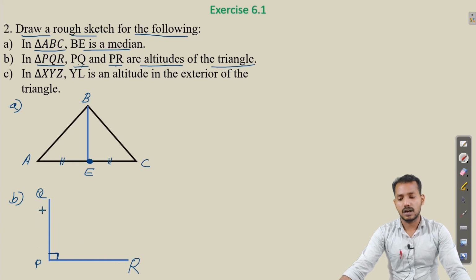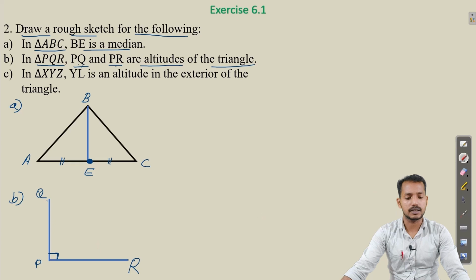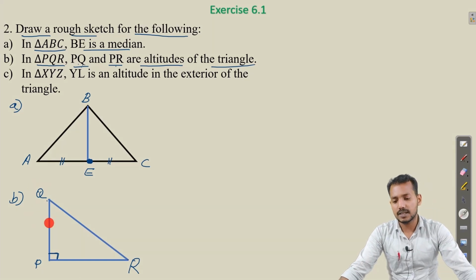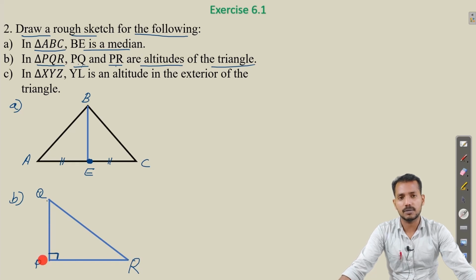Now it becomes an altitude, and just join Q to R. We will get the triangle PQR. Join that one. See here, QP is a line drawn from the vertex Q to the opposite side PR. So this line QP is perpendicular to PR. Therefore, QP is an altitude of the triangle with the base PR.